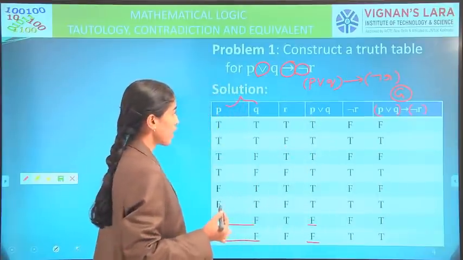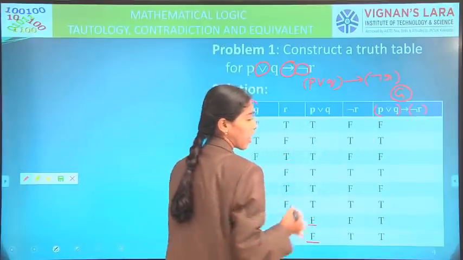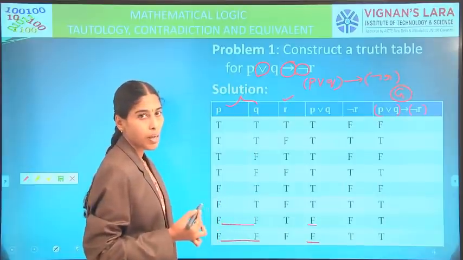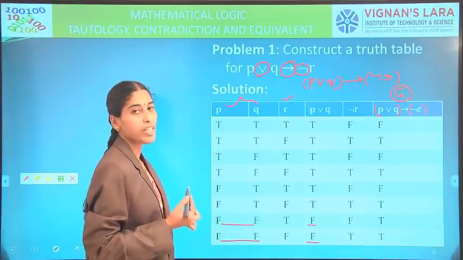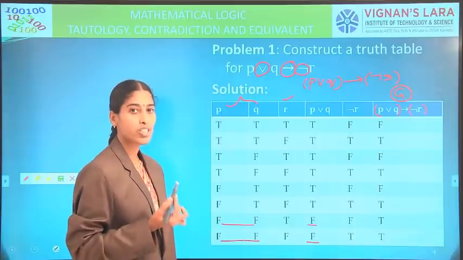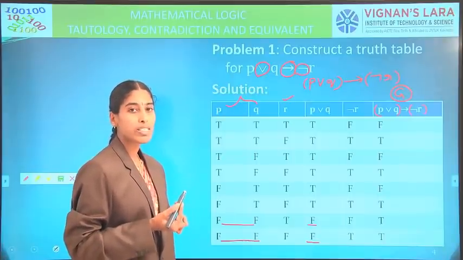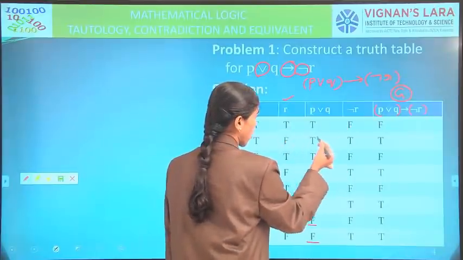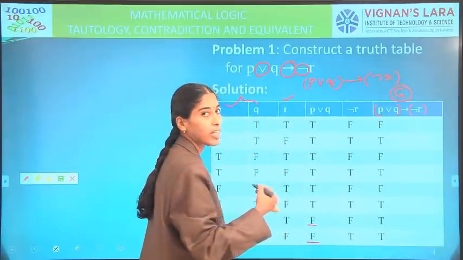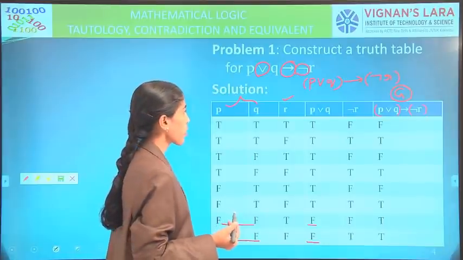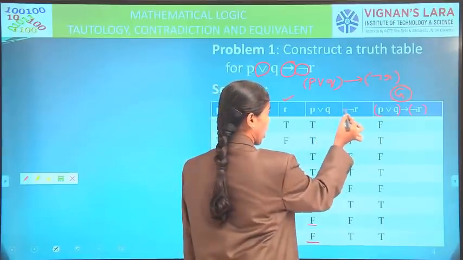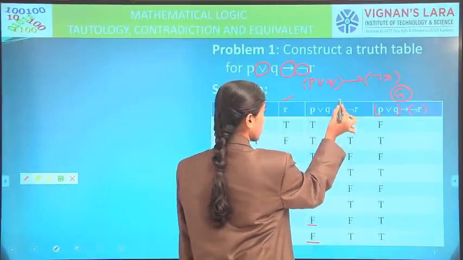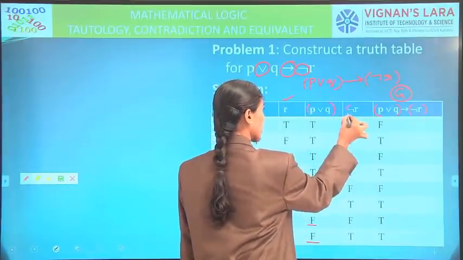Right? Then we require negation R. Already R is there. For that third column R we apply its negation. Negation of true is false and negation of false is true because it is a unary operator. So true negation false, false negation true. Like that we write the corresponding negations. Next, for these two columns we apply the conditional table.